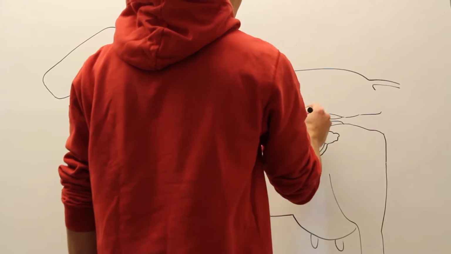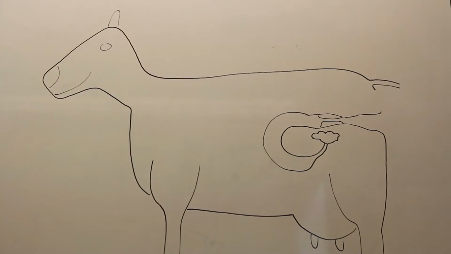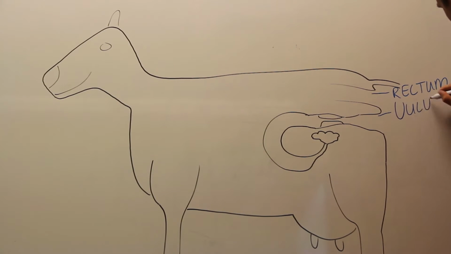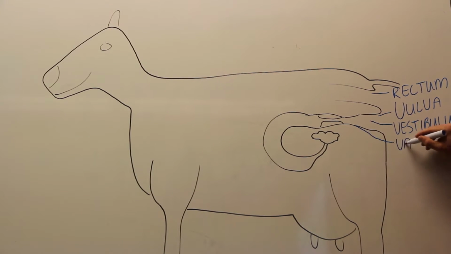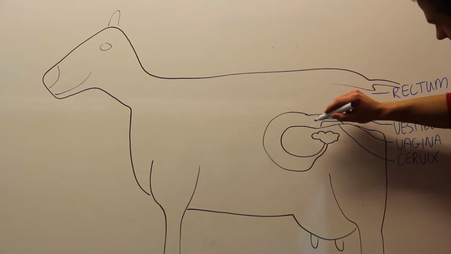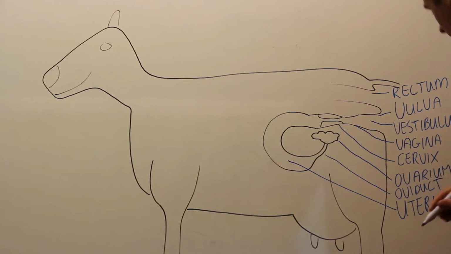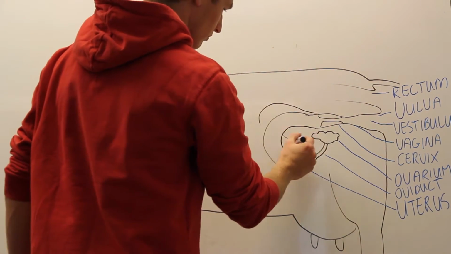The reproductive organs of the cow are located in the caudal part of the abdomen, ventral to the rectum, and consist of the vulva, visible from the exterior, the vestibulum, the vagina, the cervix, which forms the barrier between the uterus and the outside world, the uterus, which is bicornuate and consists of a corpus and two cornua, the oviduct, comprising the infundibulum, ampulla, and isthmus, and the ovaries, which produce the follicles.